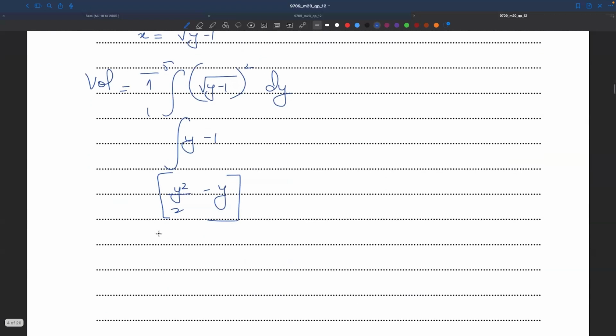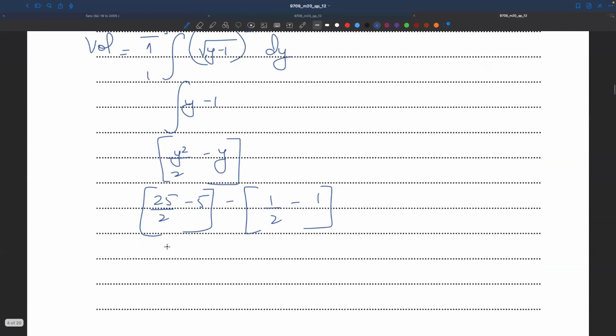The upper limit is 5, so that will become 25 upon 2 minus 5. Then subtract the lower limit, which is 1 upon 2 minus 1. 12.5 minus 5 is 7.5, minus 0.5 plus 1. 7 plus 1 is equal to 8. Then you add pi to the final answer, and that is your volume.